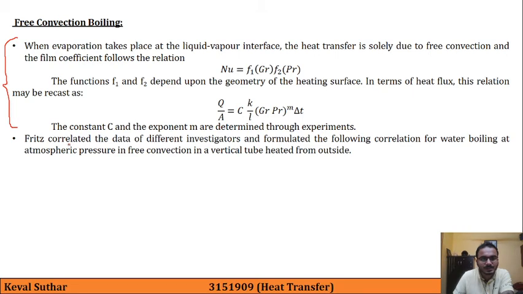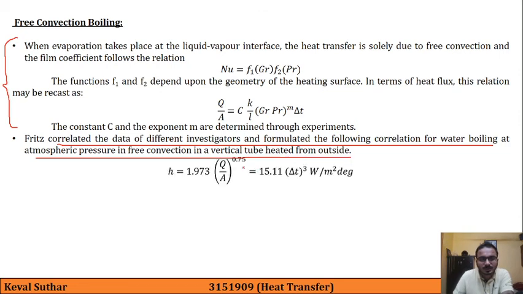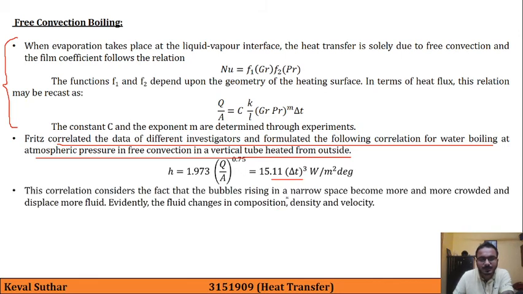Now Fritz correlated the data of different investigators and formulated the following relation for water boiling at atmospheric pressure in free convection in a vertical tube heated from the outside. So this is the relation that can be used: h is equal to 1.973 (Q/A)^0.75, which is equal to 15.11 delta T raised to 3.